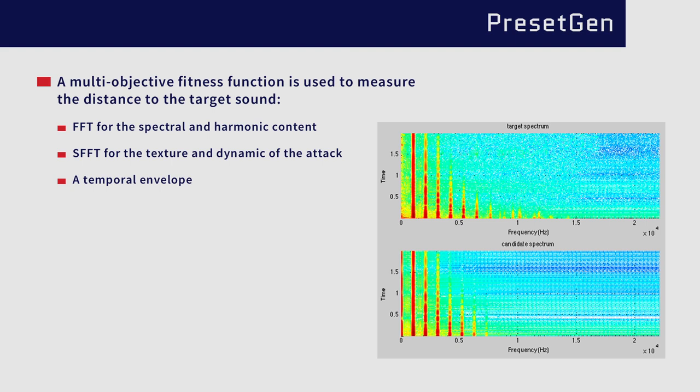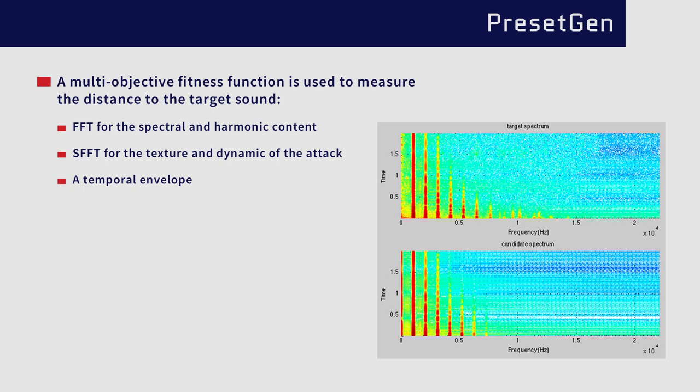We use three dimensions: fast Fourier transform for the spectral and harmonic content, short-time fast Fourier transform for the texture and dynamics of the attack of the sound, which is a really important perceptual element, and the third dimension is a temporal envelope to make sure the temporal dynamics of the sound is right.